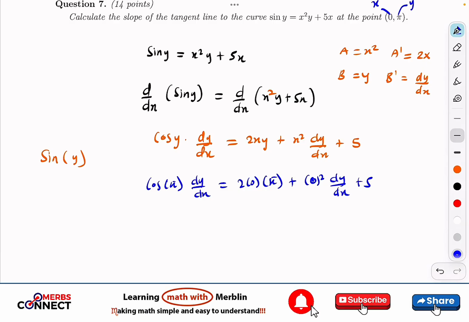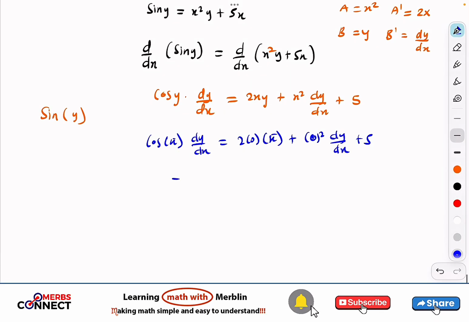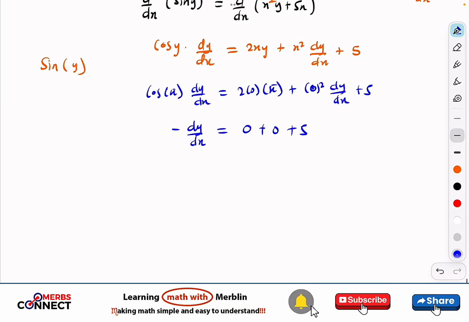So you see how beautiful it is when you do the substitution. Some of the terms are going to be 0. So this is going to be 0, this thing too is going to be 0. What is cos pi? Cos pi is -1. So this is going to give us minus dy over dx is equal to just 5. 0 plus 0 plus 5. So this is kind of beautiful. Let me put the minus here, and then this implies that dy over dx is equal to -5.